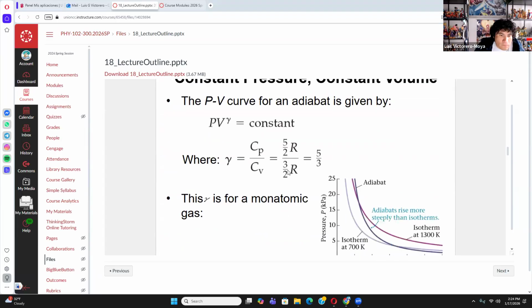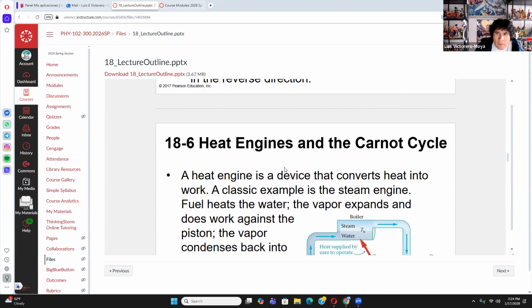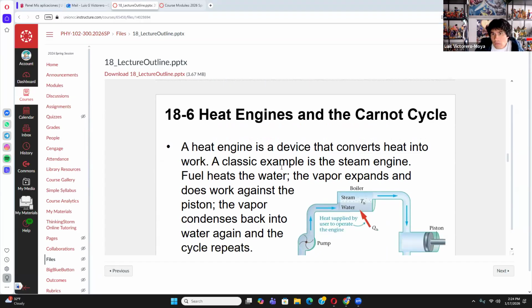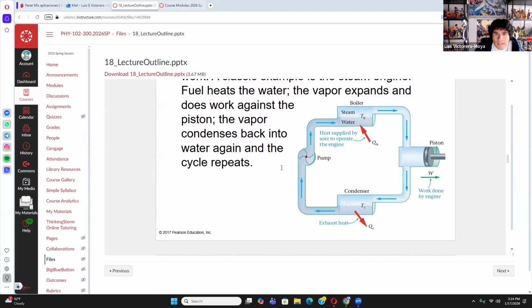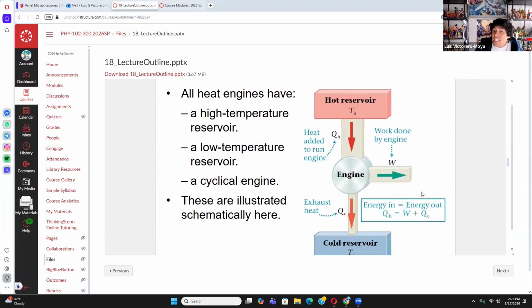All right. The second law of thermodynamics is basically the application of the first law in heat engines, thermal machines, and the Carnot cycle. A heat engine is a device that converts heat into work. This is a classic example where you can use a piston. It's a steam engine. Fuel heats the water, the vapor expands by that heat and does work against the piston. The vapor condenses back into water again, and the cycle repeats. So you have a hot spot, a cold spot, and basically the work done by the piston, which then can be replaced by an engine.